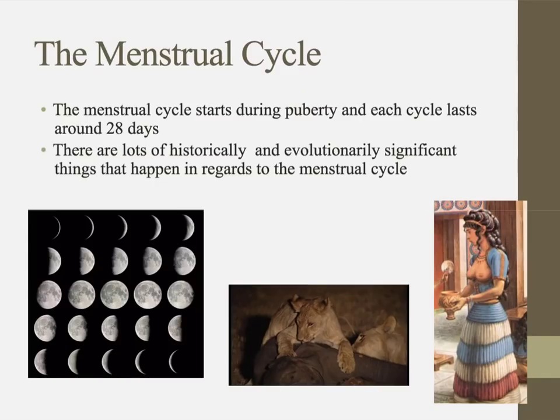Now it's time to talk about everybody's favorite topic, the menstrual cycle. The menstrual cycle is one of those transitions into adulthood that happens during puberty. It's involved with readying our bodies for reproduction. And the menstrual cycle is about 28 days long. Just a couple fun facts here. Some evolutionary biologists believe that human menstrual cycles are 28 days long, which is ironically the same length as the lunar cycle.